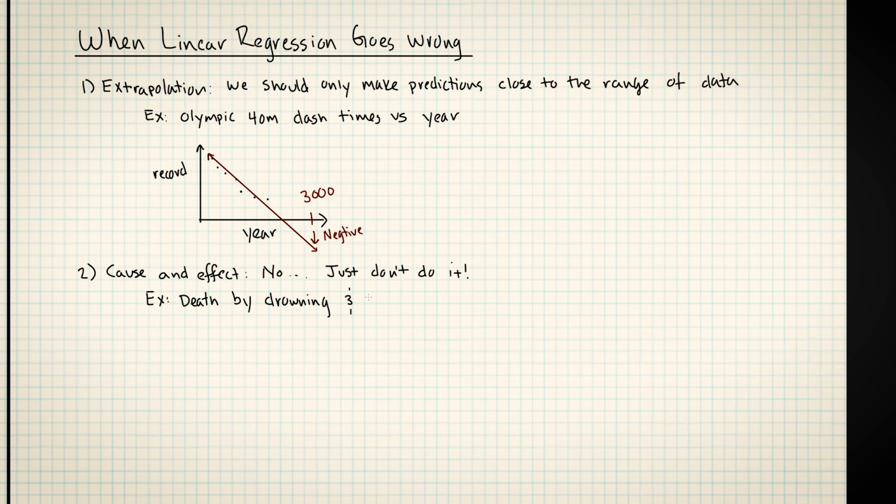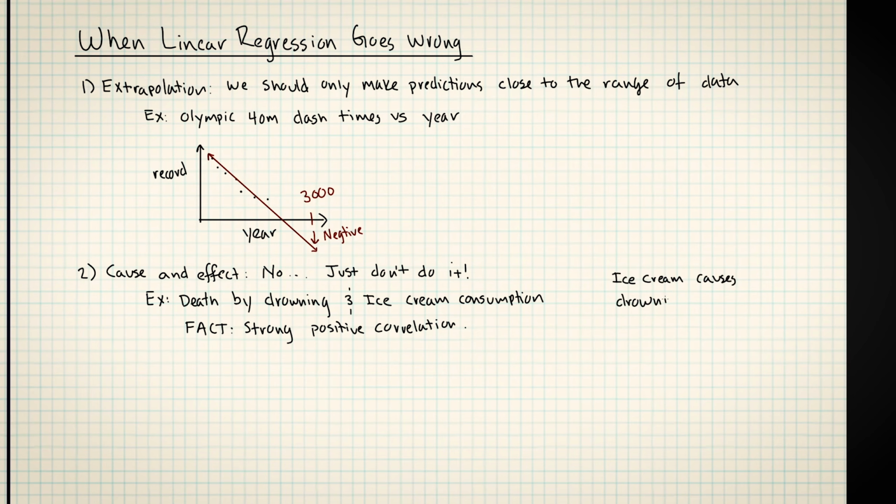There is a strong positive correlation between ice cream consumption and death by drowning. True fact. What this means is the more ice cream that a city consumes, the higher the rate of drowning is. So the fallacy would be to imply cause and effect, would be to say that eating ice cream is what causes you to drown. Is that crazy? Should we ban ice cream now? I'm just trying to stop people from drowning. Should we ban ice cream? Oh, ice cream does not cause drowning.